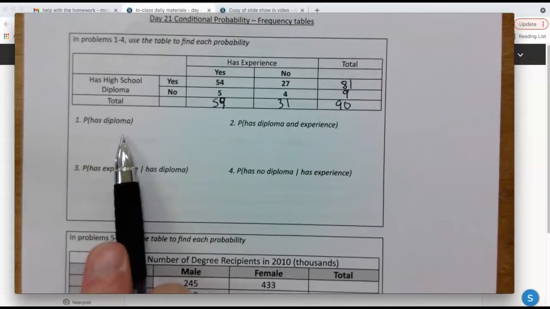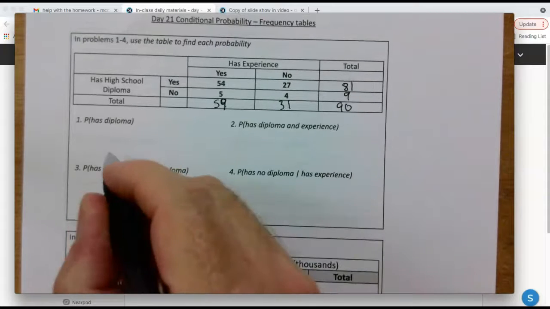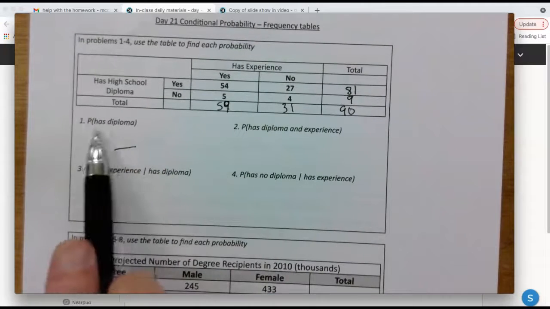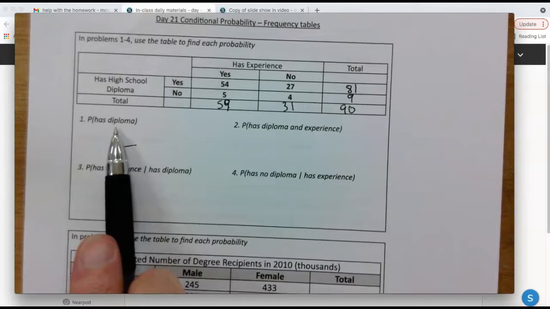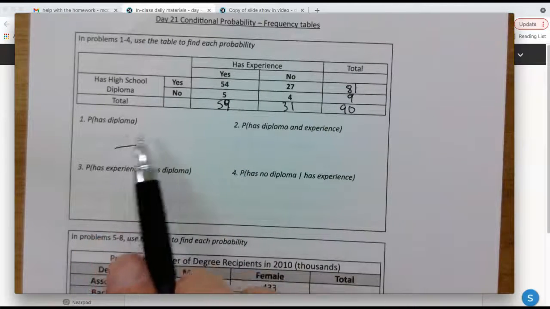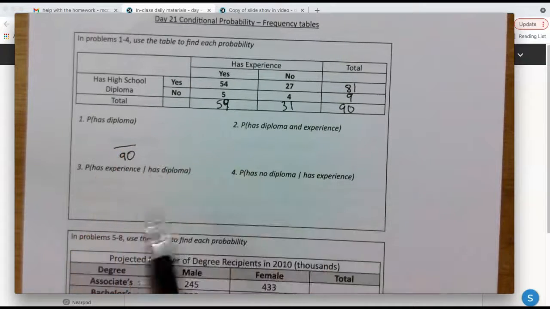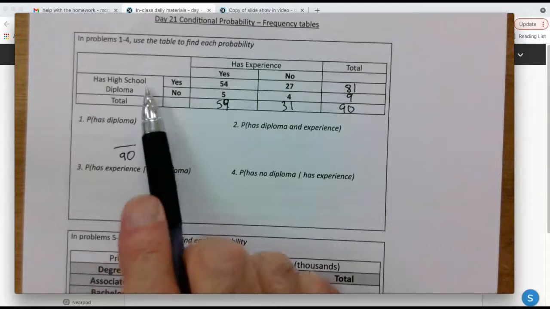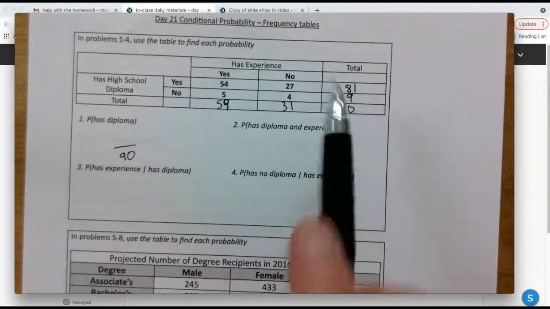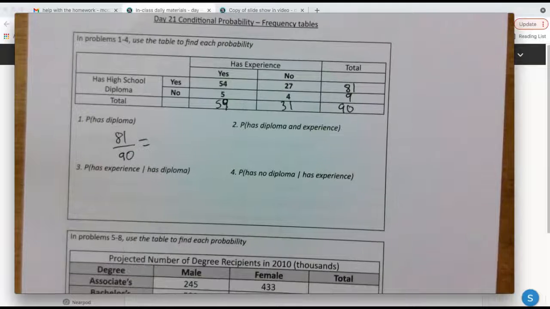Probability they have a diploma. The big number on the bottom is a 90. Again, it's not conditional. There's no line there like this one. This is conditional. So that's what we're talking about here today. This is just a probability. If we pick someone, they have a diploma. So start with the total on the bottom, 90. Again, the total that have a diploma. High school diploma, yes. 81. Go ahead and simplify that.